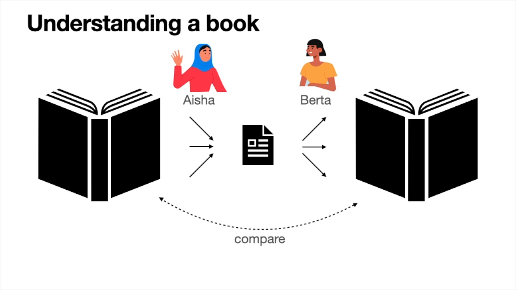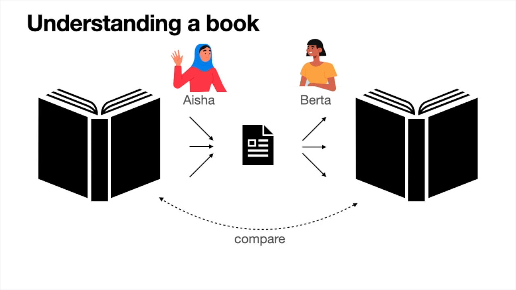Obviously, it's very hard for them to be able to reproduce a book completely word by word, but imagine that they get really good at this task. What would their strategy be? Well, it seems that for them to be able to do this job really well, Aisha would have to really nail down the main ideas of the book as concretely as possible, and Berta would have to get very good at writing a book based on these ideas.